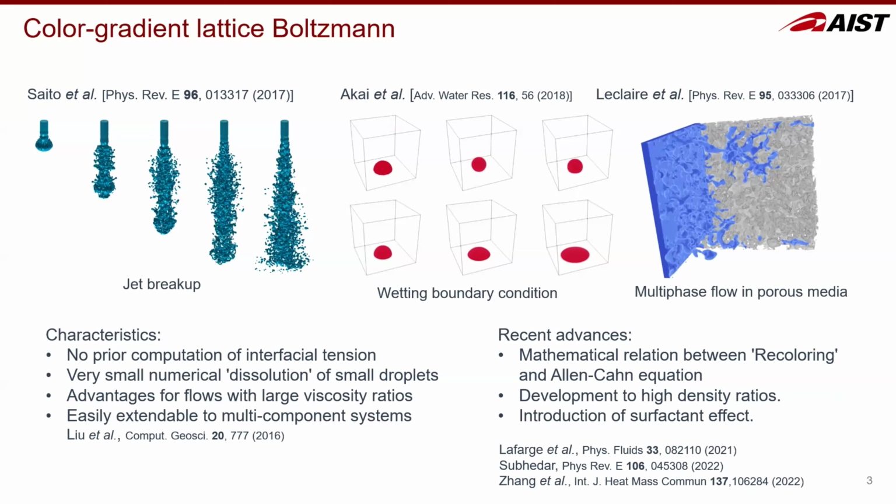This kind of color gradient model has several advantages among the lattice Boltzmann multiphase models, including that there is no prior computation of interfacial tension, which is directly given, as in volume of fluid-like ideas. Very small droplets or bubbles can be kept, thanks to the characteristics of the color gradient, and a high viscosity ratio can be easily obtained. It is also easily extendable to multi-component systems, which is straightforward.